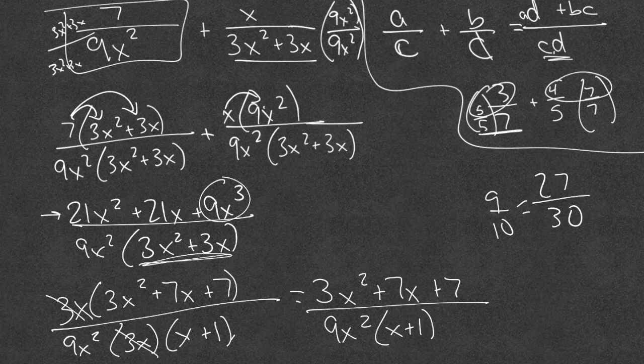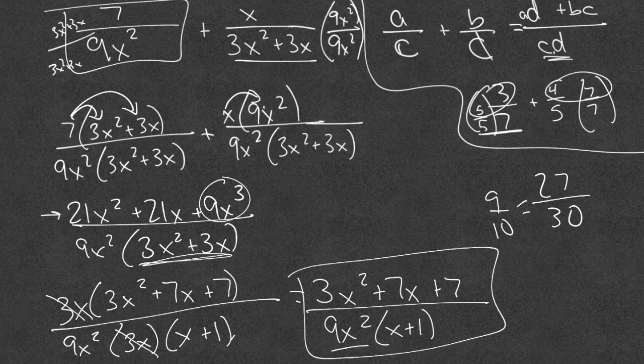Now, this is technically where you could leave this. You could leave it as this, or you could multiply that 9x squared all the way through. But that is truly the final answer of this problem. By adding together these two pieces, we went and solved it.